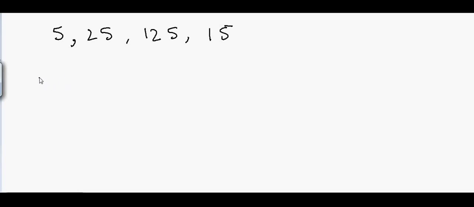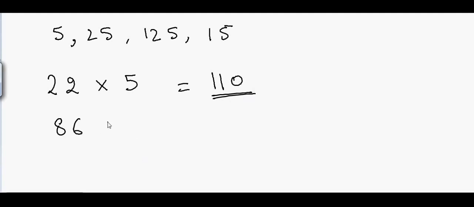So let's do the first, multiply by 5. Suppose I have the number 22 and I want to multiply it by 5. All I have to do is divide 22 by 2, that will be 11, and then put a 0 at the end. So that will be my answer. Again, let's say I have 86 and I want to multiply it by 5. All I will do is 86 divided by 2, which is equal to 43, and then put 0 at the end, so that will be 430.